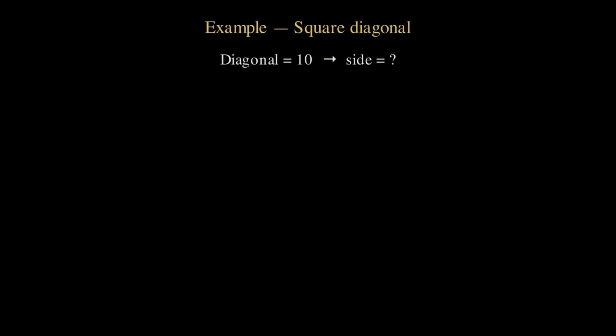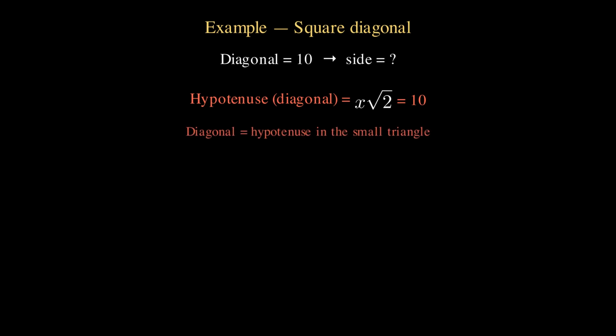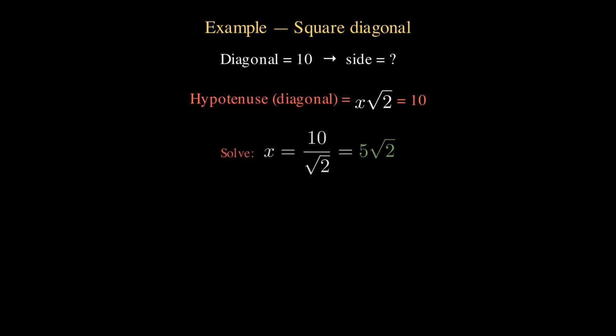Another classic. The diagonal of a square is 10. Find the side length. In a 45, 45, 90 triangle, hypotenuse x root 2 equals 10. In a square, the diagonal is the hypotenuse of a 45, 45, 90 triangle, not x. So x equals 10 over root 2, which rationalizes to 5 root 2. That is the side. If you leave 10 over root 2, simplify. The answer choices often show the rationalized radical.